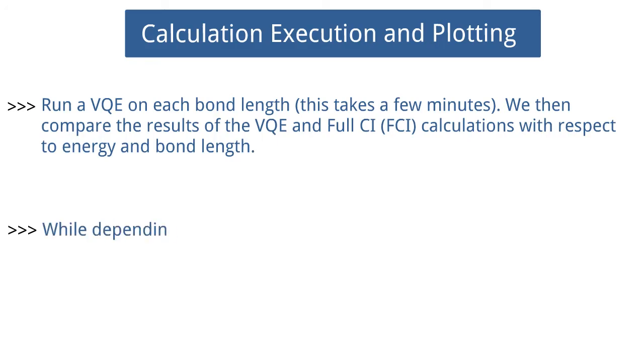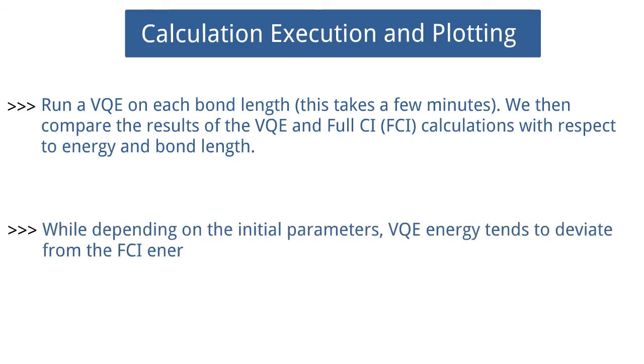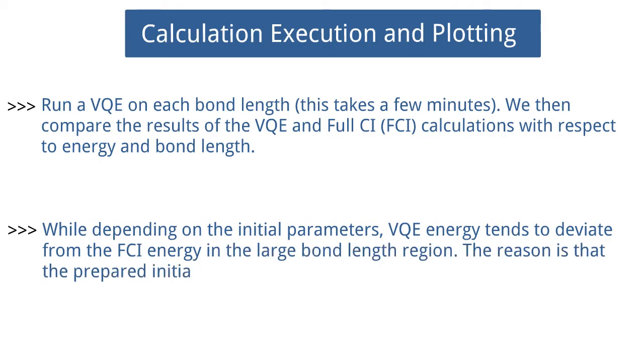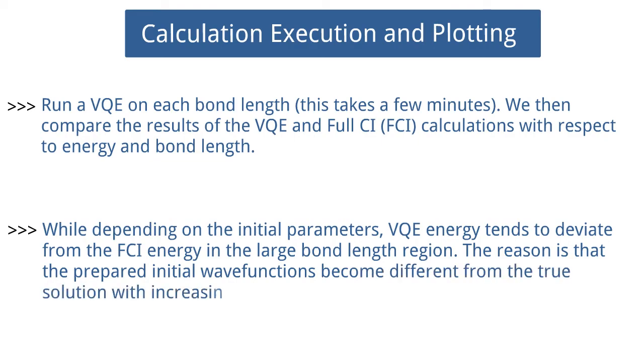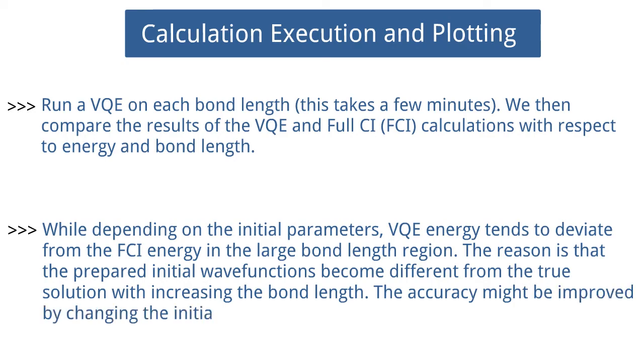Depending on the initial parameters, VQE energy tends to deviate from the FCI energy in the large bond length region. The reason is that the prepared initial wave functions become different from the true solution with increasing the bond length. The accuracy might be improved by changing the initial parameters, Ansatz, etc.